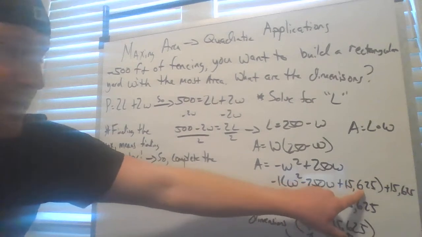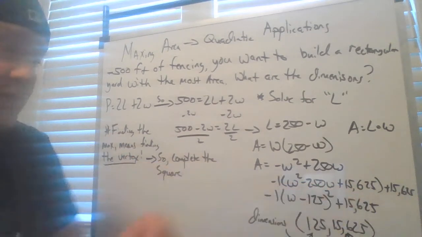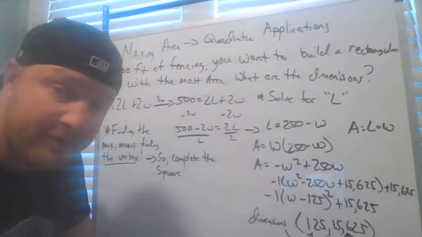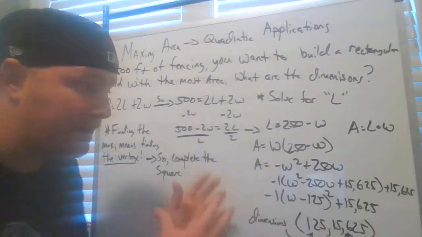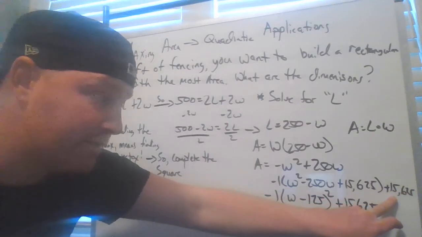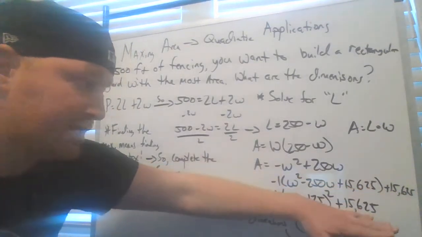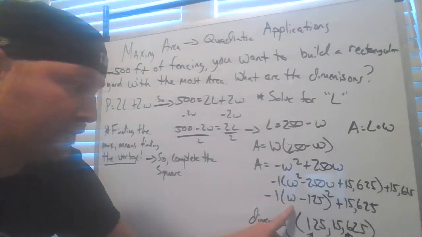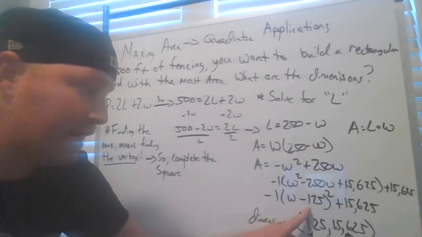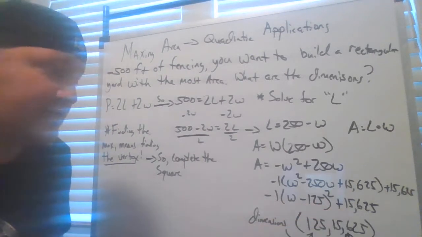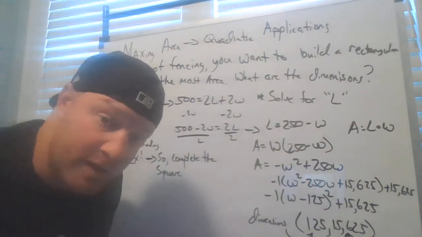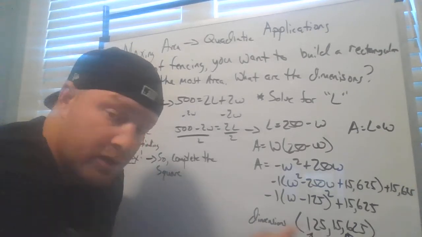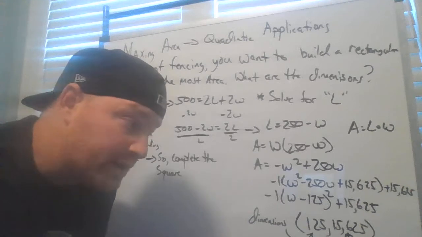125 squared is 15,625. Now, remember, I do this times this. I brought in a negative 15,625, so I must take out a positive 15,625, okay? So now when I break this down further to get this in vertex form, I'm left with negative 1 times W minus 125 squared plus 15,625. Your X is your input, always your input. There's your dimension. Your Y is your output, always your output.